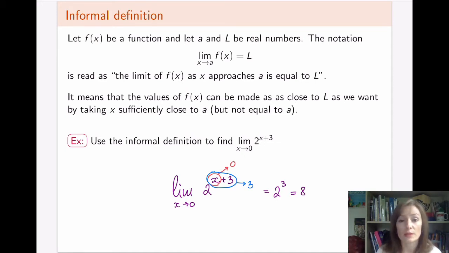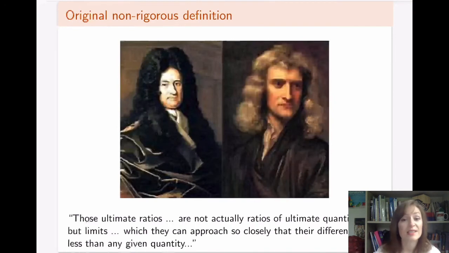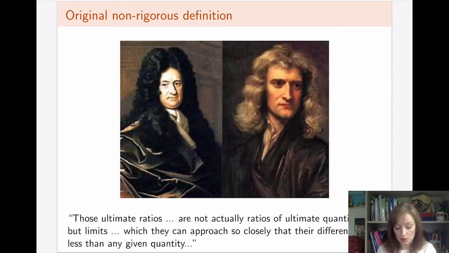Now, this is an informal definition, and this, in fact, is the definition that we will mostly work with. This definition, in many ways, is the original non-rigorous definition because that was the definition used by Leibniz and Newton when they invented calculus in the 1700s. So those ultimate ratios are not actually ratios of ultimate quantities, but limits which they can approach so closely that their difference is less than any given quantity. So it's talking about how you can approach something infinitely closely.